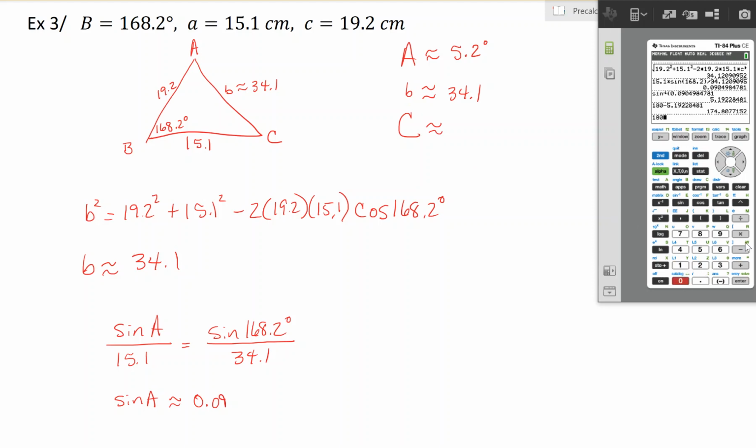So finding C is easy. We'll take 180, subtract 168.2, and subtract the 5.2 from above. And C is about 6.6 degrees.